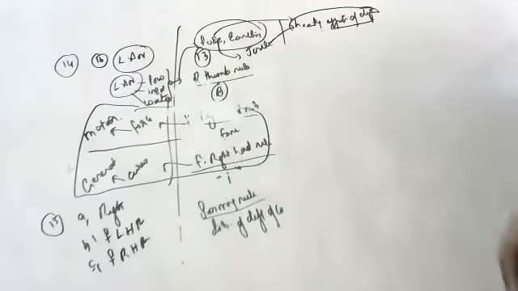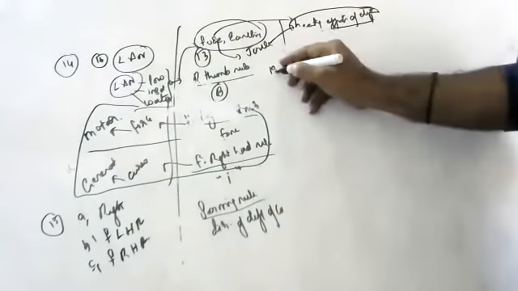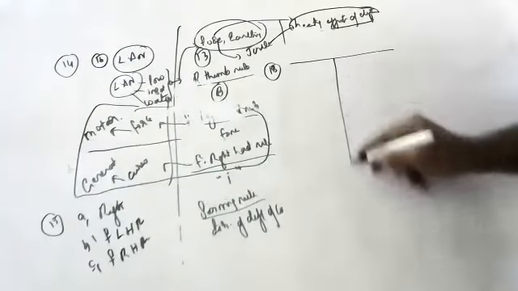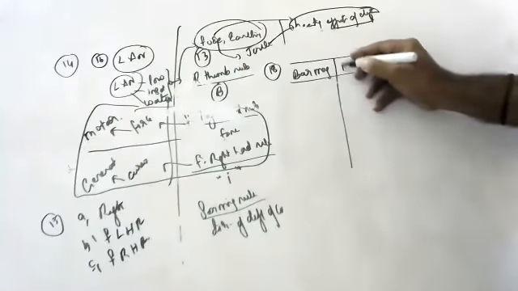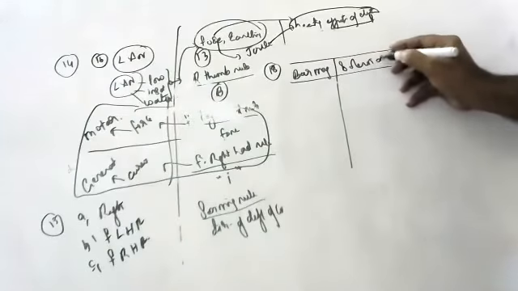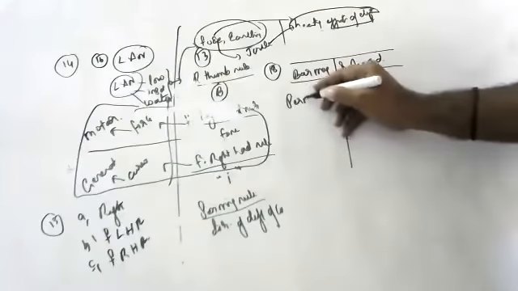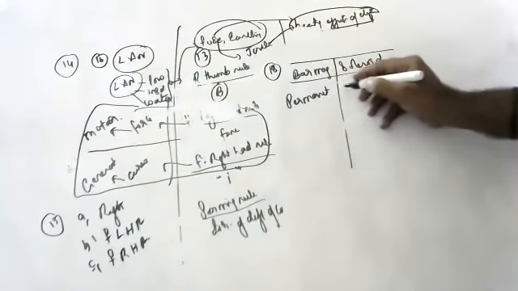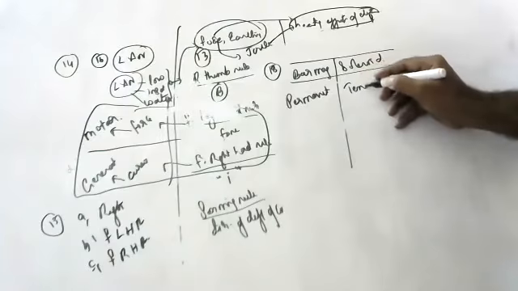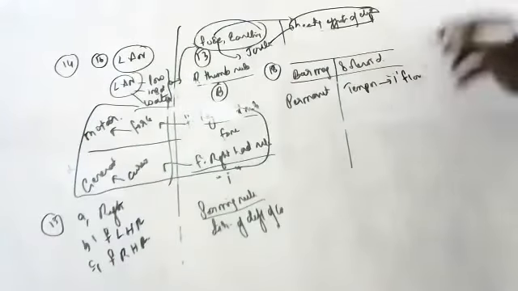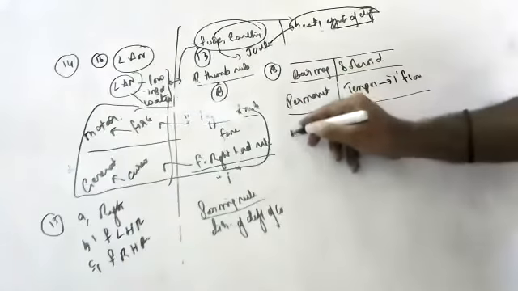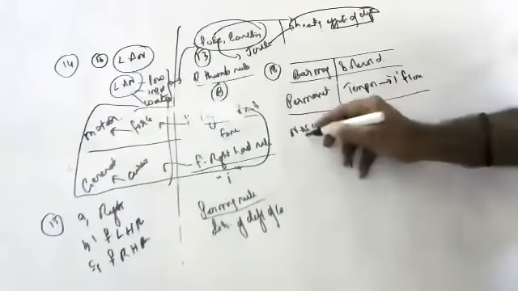Okay, next question. Distinguish between a bar magnet and a solenoid. Can you tell some differences? A bar magnet is a permanent magnet. A solenoid acts as a temporary magnet. It acts as a magnet only when current is flowing through it.